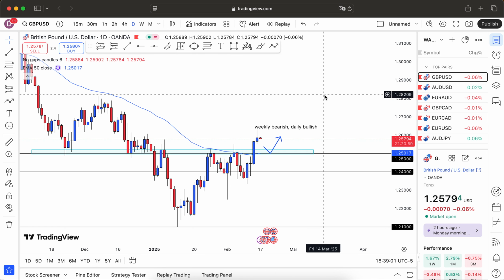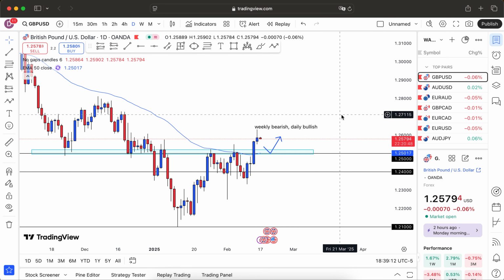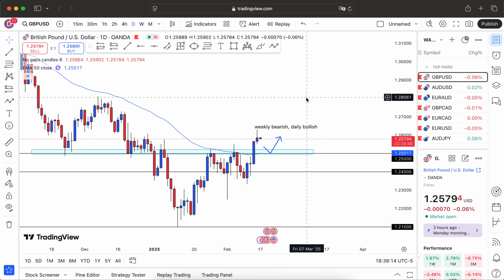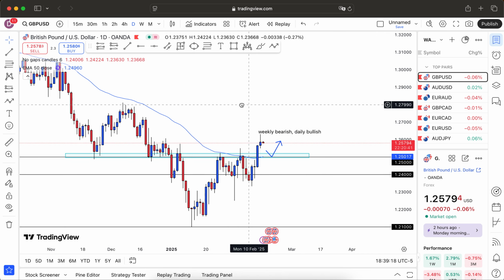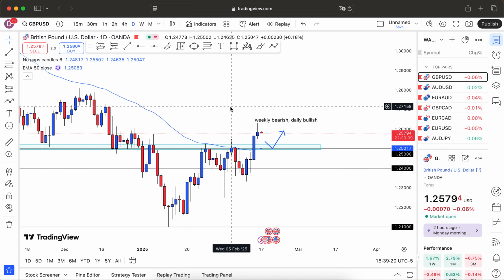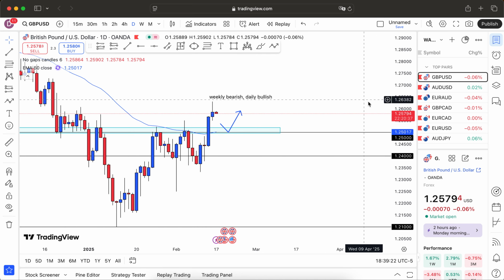So on the right over here, we have a list of the top pairs that we're going to look at for the week. And now we'll go through each of these pairs one by one and see what our technical analysis has to say for each of these pairs. Okay, so the first one is GBP USD.